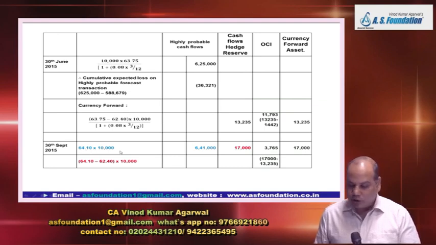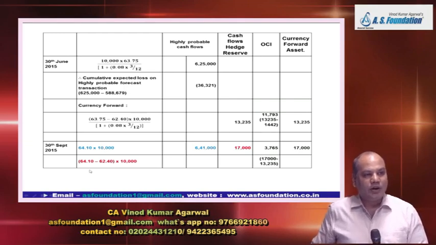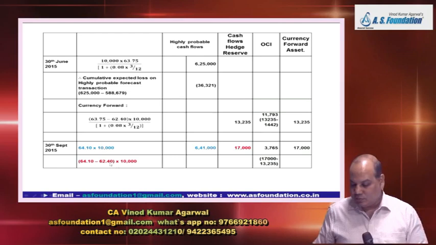So you will purchase dollars from the market at 6,41,000. And how much is finally your gain or loss on the hedging instrument? You entered into a forward contract at 62.40, and now the market rate of dollar is 64.10. You have entered into a contract to buy, and the rate has gone up. So you will gain the difference into 10,000. Is it 17,000?